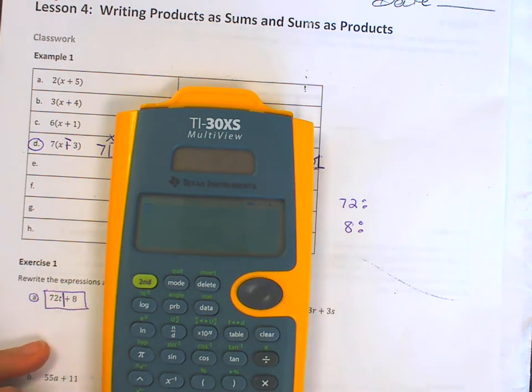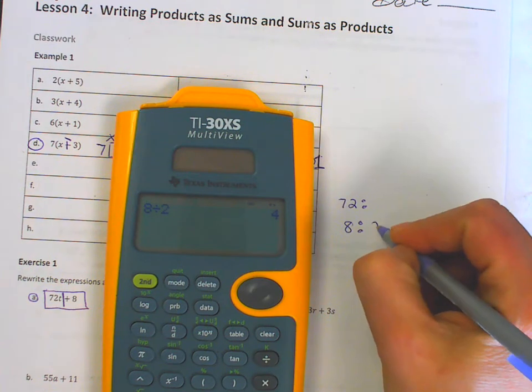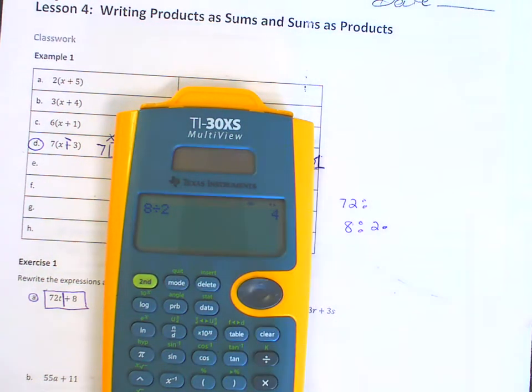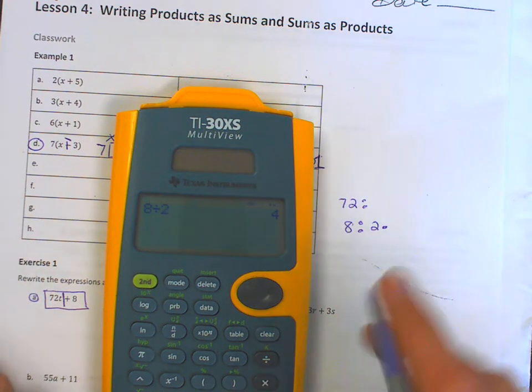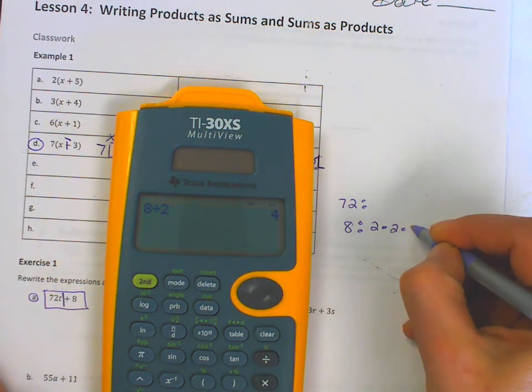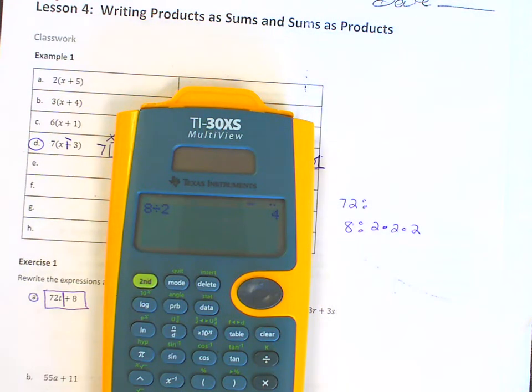Let's do factors of 8 because it's faster. What goes into 8? 8's even, so 2 goes in. So if I do 8 divided by 2, my missing factor there is 4. I'm going to write down the 2. 4 is not a prime number, so I'm going to break 4 down into 2 times 2. Now I have all my prime factors.